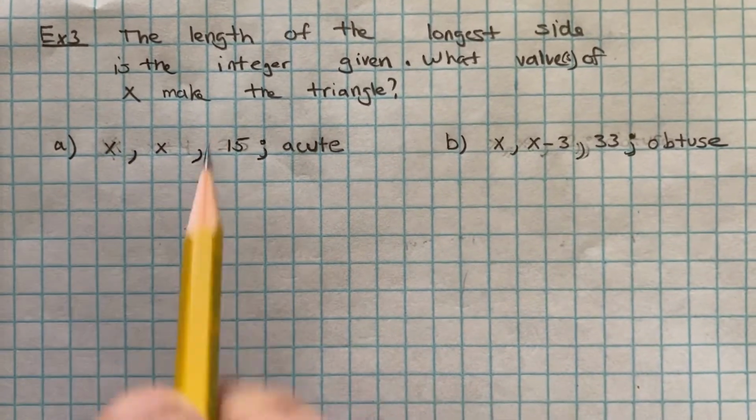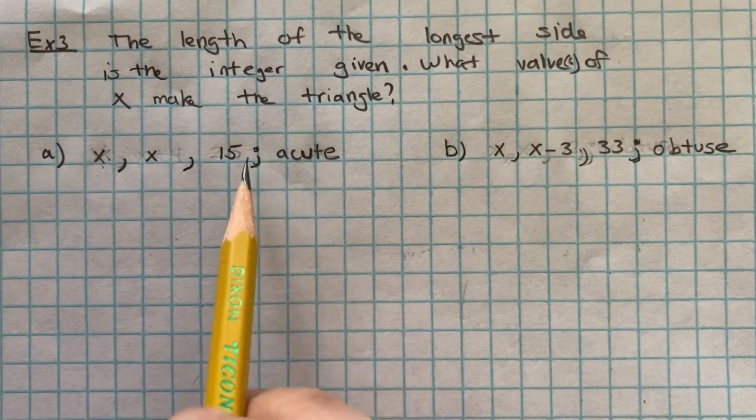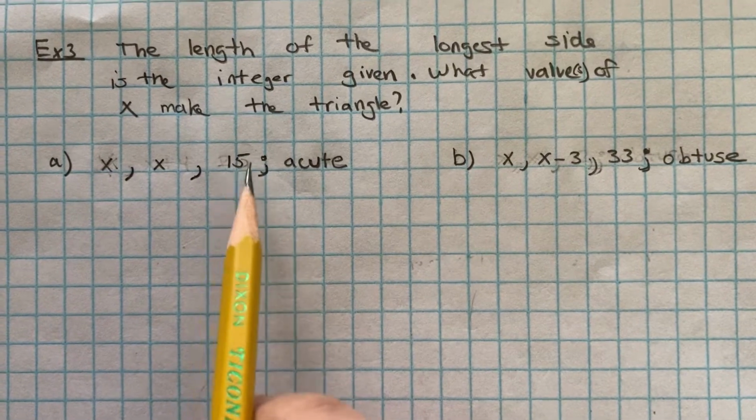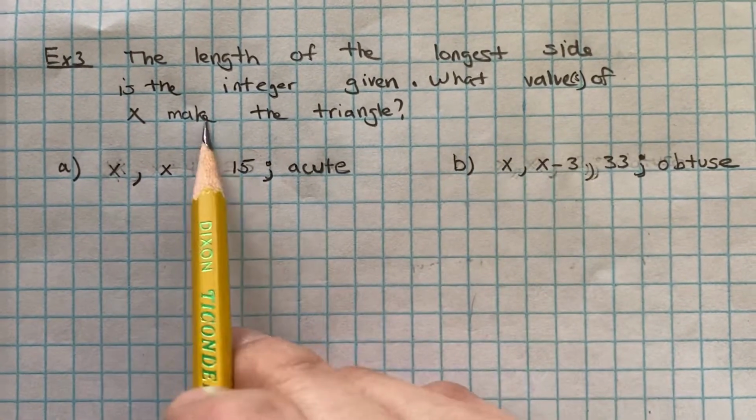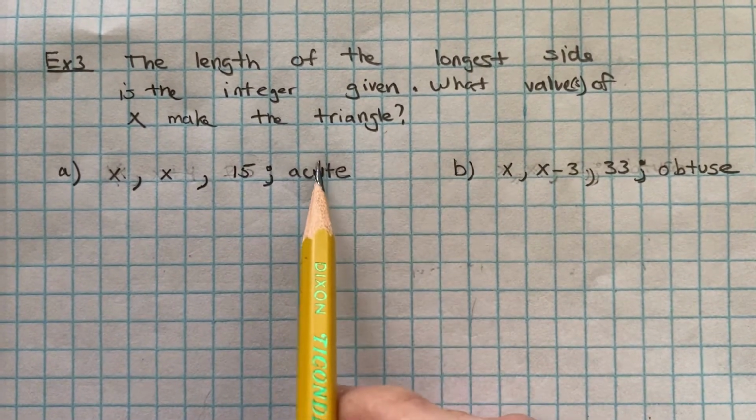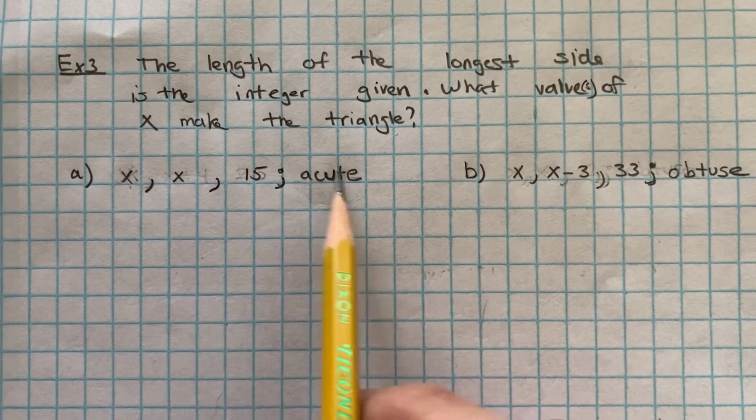Okay, so they're given that the length of the longest side is the integer given. So this number is the longest side. What values of x make the given triangle? Okay, so for this first one, we're going to do an acute.